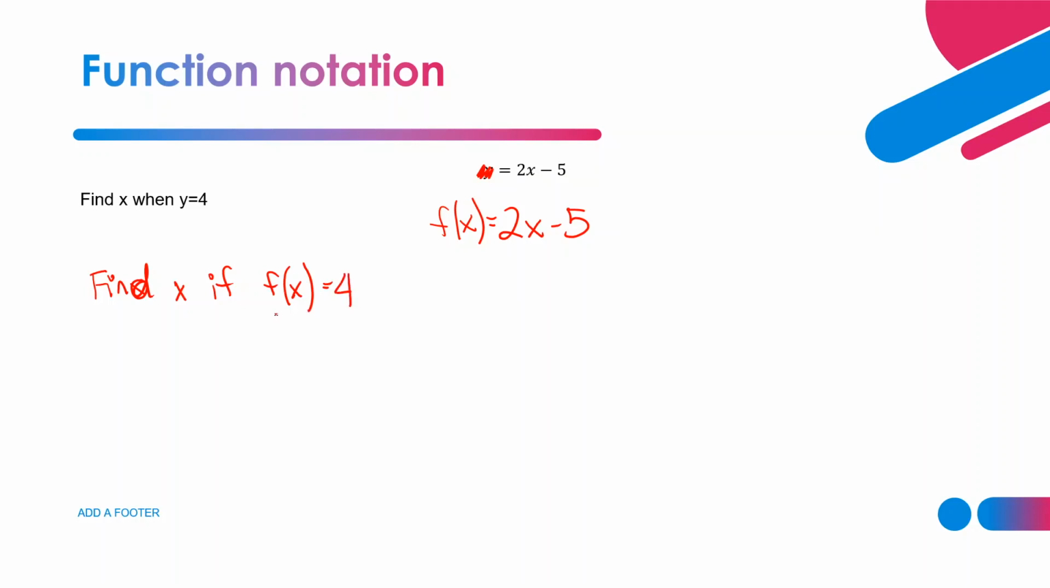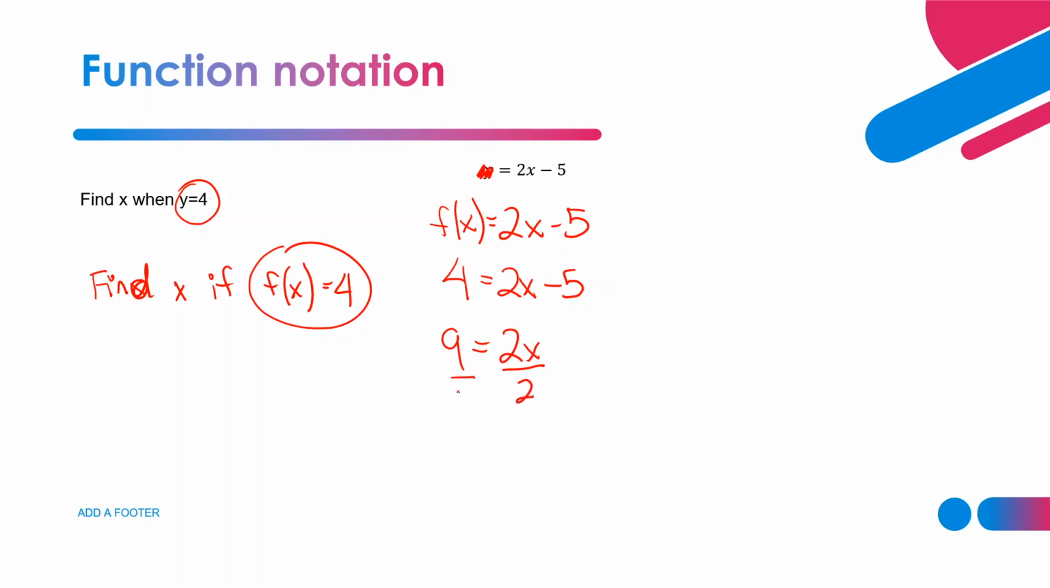So when I tell you that f of x is equal to 4, I really mean, well, y is equal to 4. And what's y? f of x. So I'm just going to replace the entire f of x with 4 and solve for x. And this is going to be the same answer that we got on the other side, which is going to be divided by 2. So it's going to be 4.5 is equal to x.